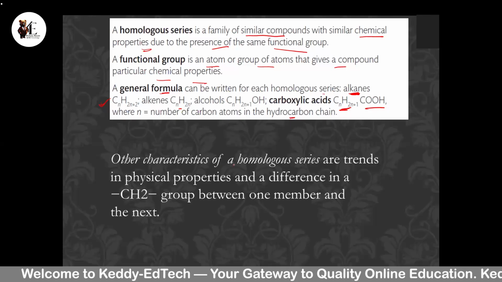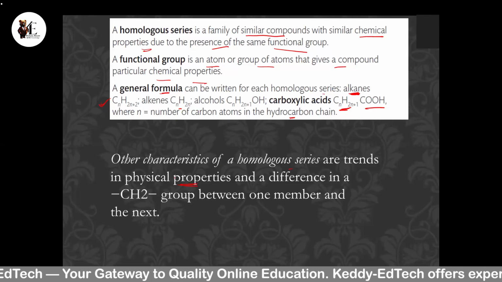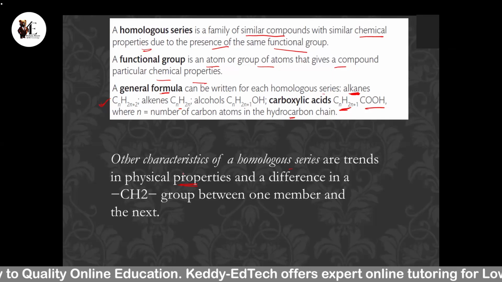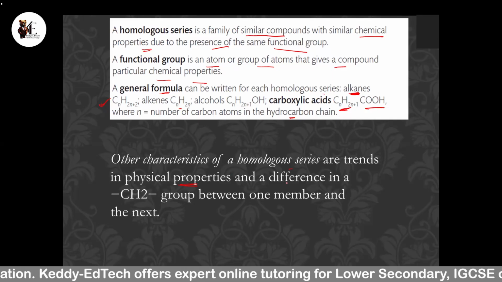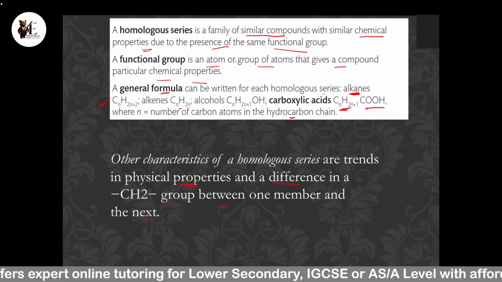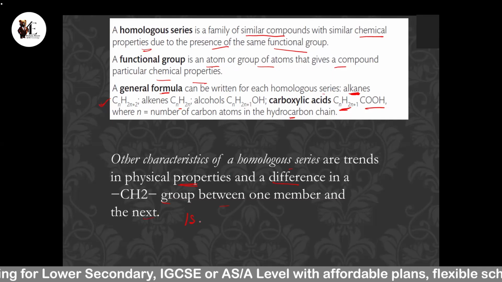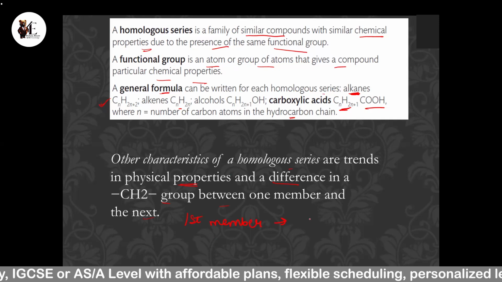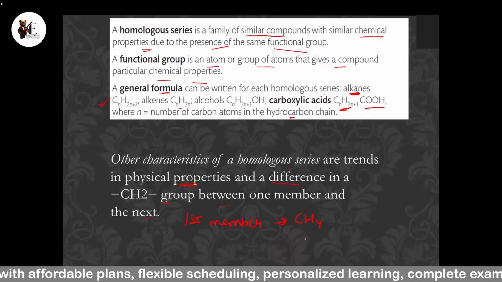Okay. Other characteristics of a homologous series are trends in physical properties. That means they show a gradual increase or decrease in their physical properties. There is gradual change. Physical properties are not similar. Chemical properties are similar. There is a difference of a CH2 group between one member and the next. For example, if we talk about alkanes, tell me, the first member of alkanes is, methane. Yes, it is methane. Its formula is CH4, right?